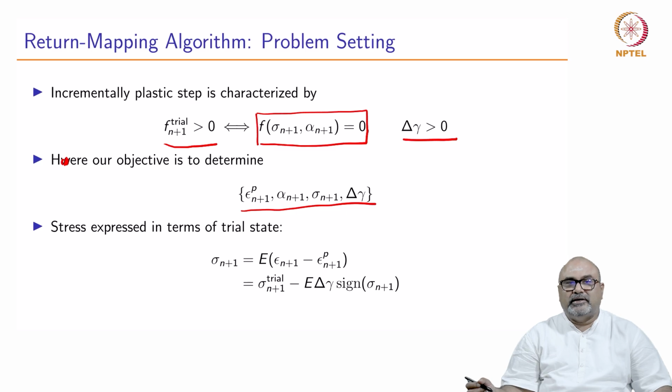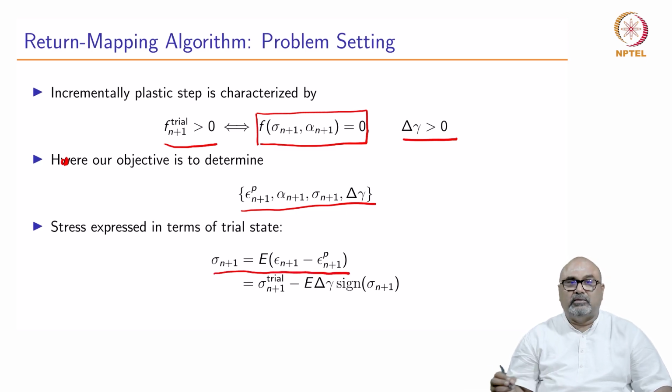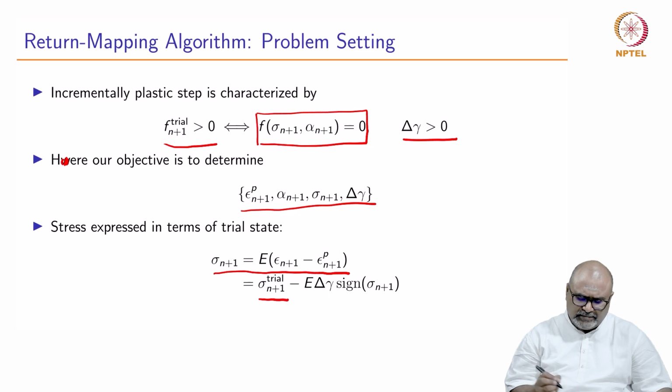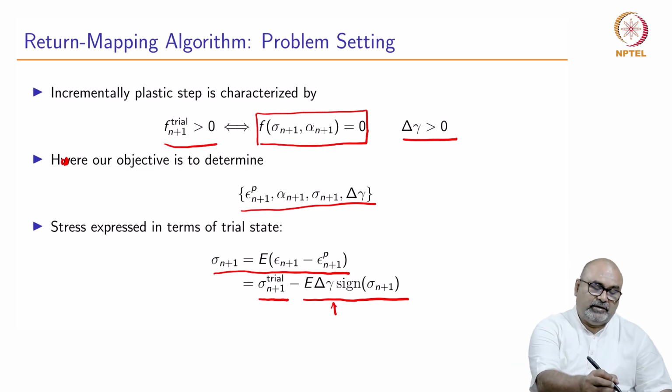The stress is expressed in terms of the trial state. So, we can write sigma n plus 1 is equal to E times epsilon n plus 1 minus epsilon n plus 1 p, and this can be written as sigma n plus 1 trial minus E delta gamma times sign of sigma n plus 1. So, this is the plastic correction that one needs to find out to bring the stress state back onto the yield surface: sigma n plus 1 trial minus E delta gamma sign of sigma n plus 1.